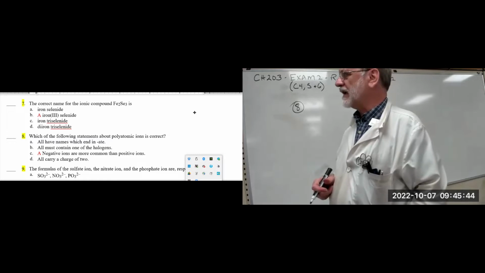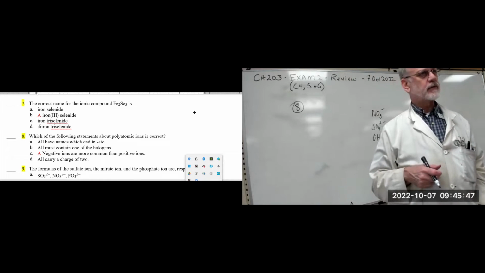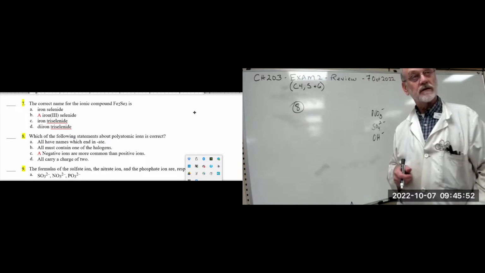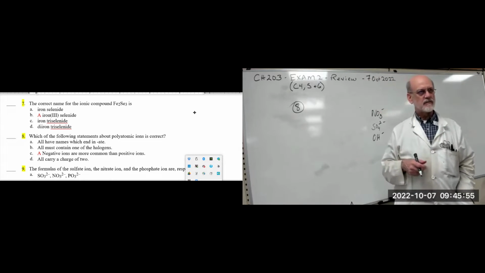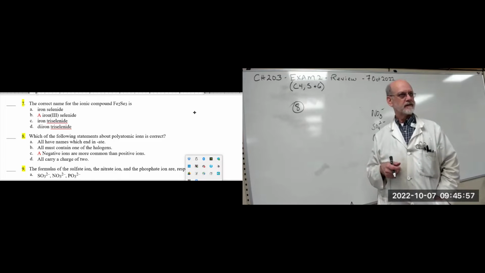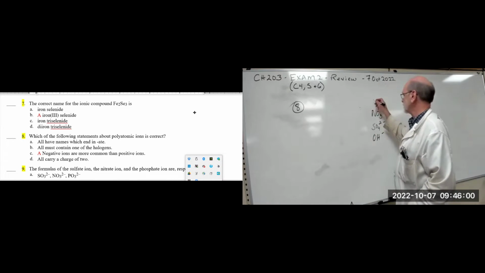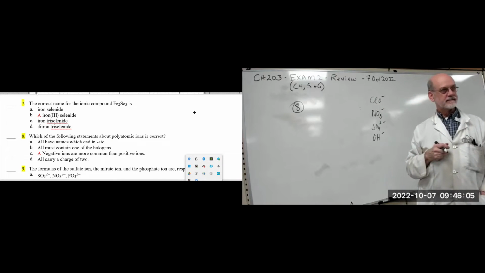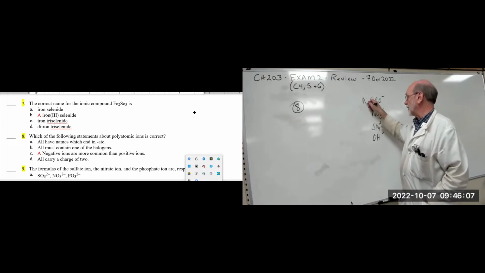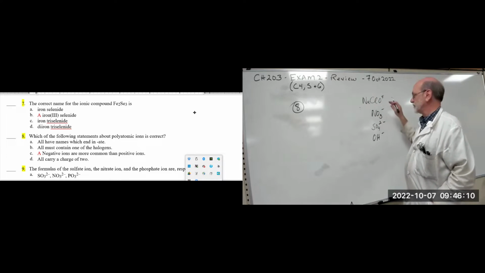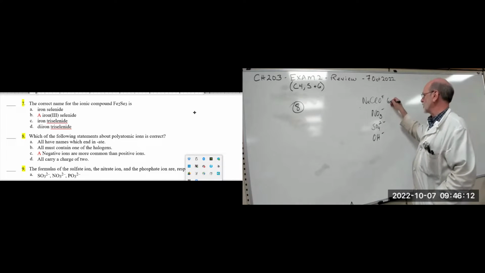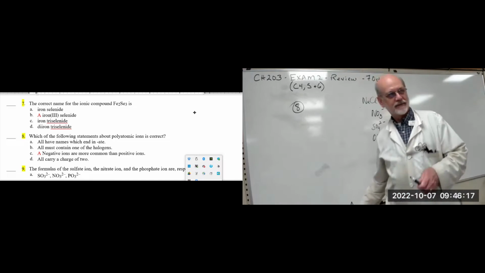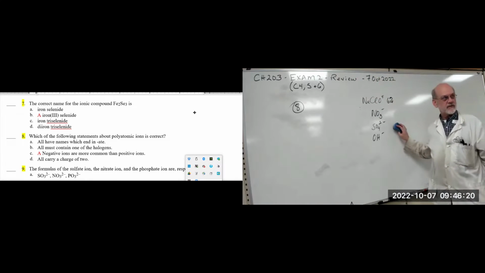All have names which end in ATE. Is that true? No, it's not. Some of them do have ATE on the end. A lot of them have ITE. Some of them have I plus a hypo in front, like this one. Hypochlorite. Put a sodium on it, what do you got? Well, maybe a 6% solution. Bleach. Chlorine bleach. Right? You didn't know there was chemistry in your house, did you?